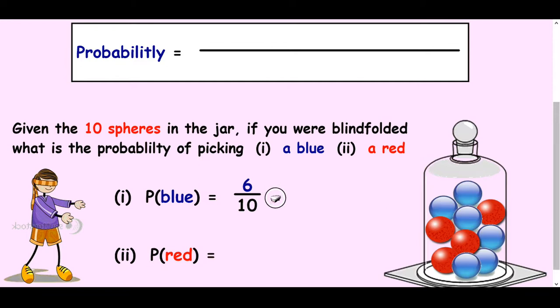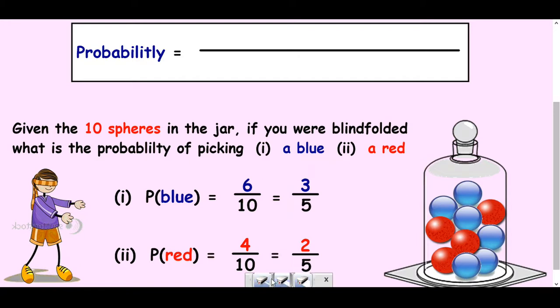So 6 out of 10, you could simplify that by dividing top and bottom by 2, and that would be 3 out of 5. Now the probability of getting a red ball in this case, if you look at them all, if you're blindfolded and you're trying to pick a random ball out, well there's 4 red balls, and again out of a total of 10 altogether. So your chances are 4 out of 10. And again, you can halve the top and the bottom and simplify that fraction to 2 over 5.